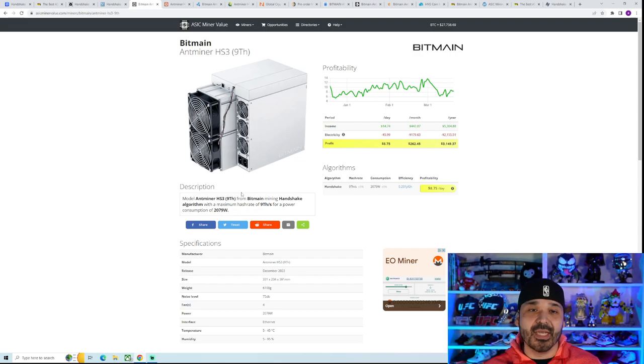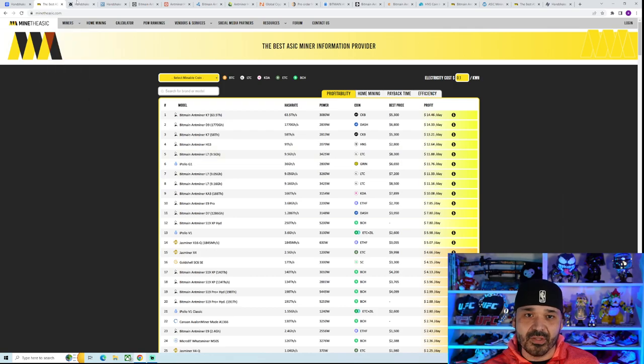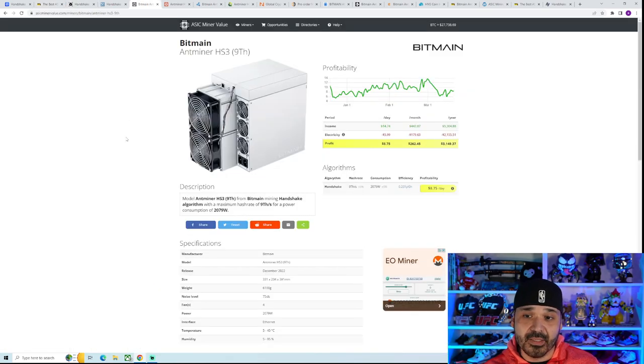Pretty much stopped using it for profitability because it's just so off. Even right now, you can see here, they have it listed at 875 a day versus Mine the ASIC's 12 and change a day, which is a huge, huge difference. I did go through a couple of calculators and verified that it seems as though the Mine the ASIC numbers are indeed more accurate, as has been the case the entire time that this unit's been listed on here.